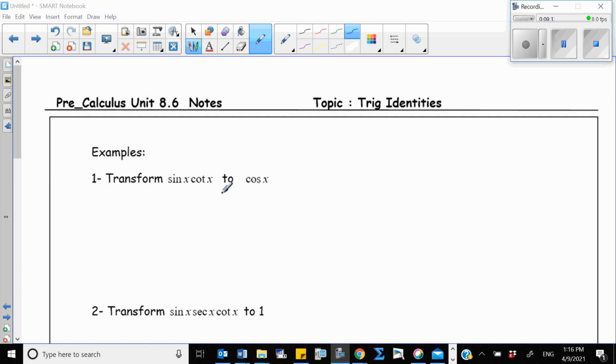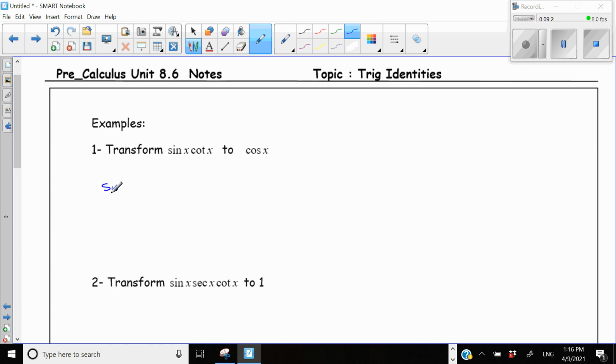Now, in these examples, we're going to apply what we just learned to transform sine x times cotangent of x to cosine of x. Or in another way, we're trying to simplify a trig expression. Okay, so we have sine of x times cotangent. We know that cotangent of x is cosine of x divided by sine of x. So I'm going to replace that here. Instead of cotangent, I write cosine of x over sine of x. And as you see, we are able to simplify: sine of x on top and the one in the bottom cancel each other. So what is left here? Just cosine of x is left here. And that's exactly what we are expecting. So this is how we simplify this expression.